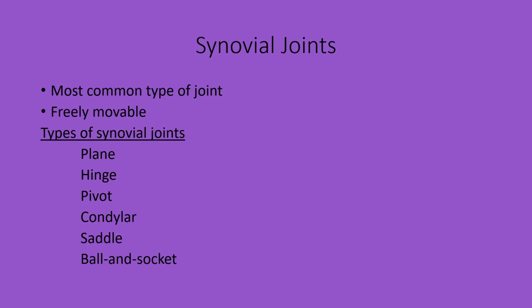Most common type of joint are your synovial joints, which do allow for free movement. Now we can subdivide those into one of 6 different types: plane, hinge, pivot, condylar, saddle, or ball and socket.